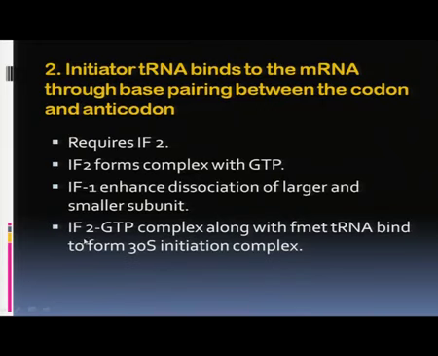So, IF1, IF2, IF3 along with the GTP molecule, messenger RNA, formyl methionine transfer RNA, that is the initiator transfer RNA, and the 30S smaller subunit of the ribosome, they all will combine to form the 30S initiation complex. This we can learn from this diagram also.